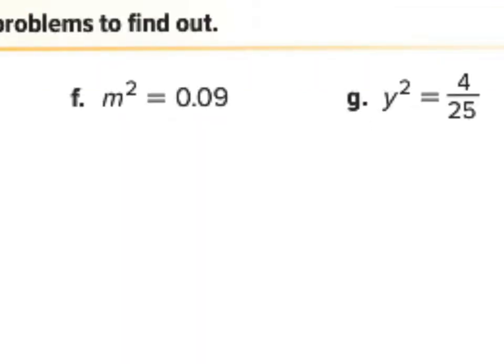Question F. M squared equals 0.09. What number do I have to multiply itself into to get 9? Well, a lot of you already know that it's 3. But where would you put the 3? This is where you have to, again, do trial and error. And you have M equals positive or negative 0.3. Multiply 0.3 into itself on your calculator, and you'll notice that you get 0.09.